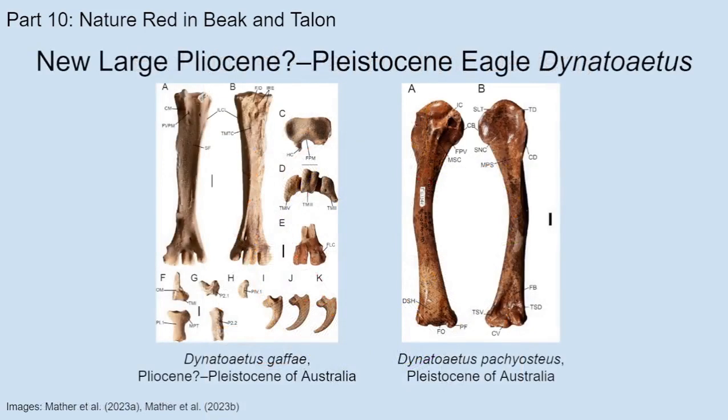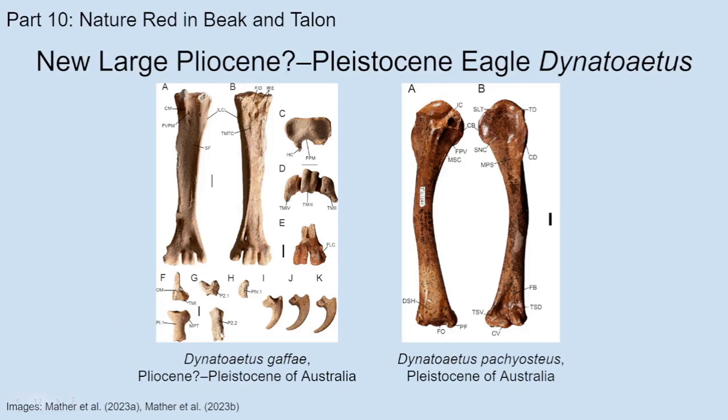Now, let's go on to the next slide and go more specifically into some of the raptor groups. And so here we're going to talk about two new species of large eagles. This is quite a remarkable new find, not just because giant eagles are cool, but also because of where it was found. So there are these two new species from the Pleistocene of Australia, and maybe extending a bit into the Pliocene as well. They are two species that were classified in the same genus, Dinotaetus.